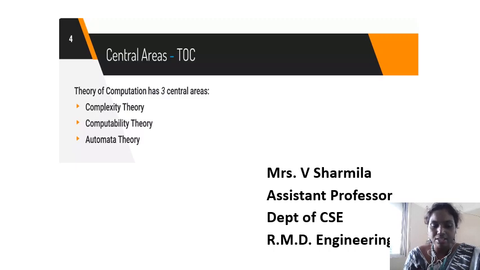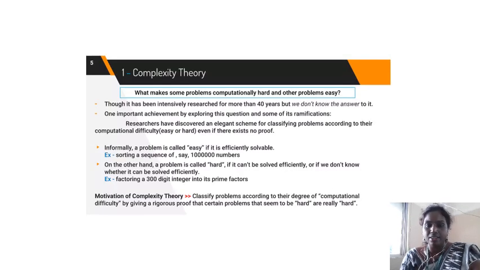Of these three theories, we're going to discuss briefly what complexity theory is, what computability theory is, and what automata theory is. Complexity theory is about what makes some problems computationally hard and other problems easy. So what is hard, or how are we going to solve it? We don't know the answer, and we don't know the steps and procedures.